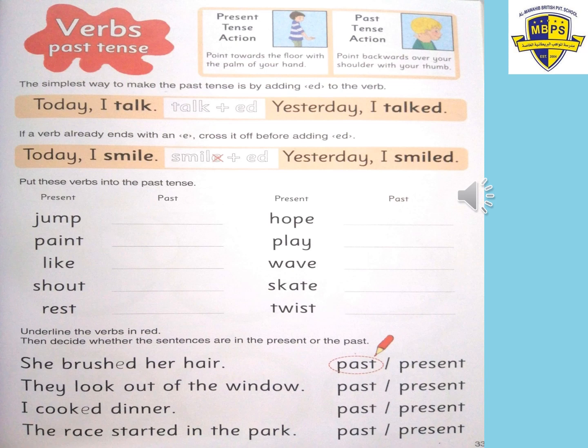The last one. The race started in the park. Where is the verb? Yes, started. Yes, very good. I heard someone saying there is ed at the end. Excellent. This means the verb is past or present? Yes, past. I want you to circle the word past.